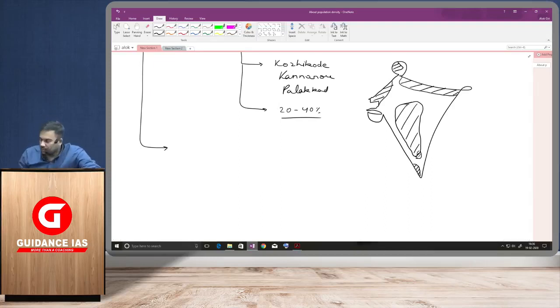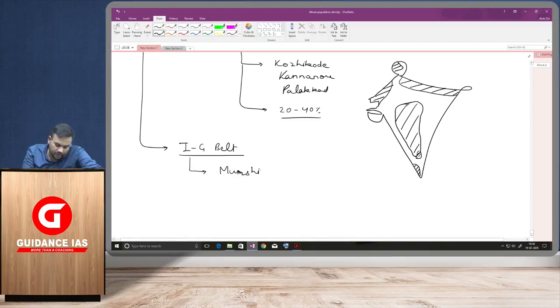Okay, so we have talked about Malabar. In Malabar it is spread. Then if you talk about other areas, there is the Indo-Gangetic belt. So in the Indo-Gangetic belt, it has spread from Delhi to West Bengal, where very high concentration was seen in areas like Murshidabad, very high concentration, above 50%.